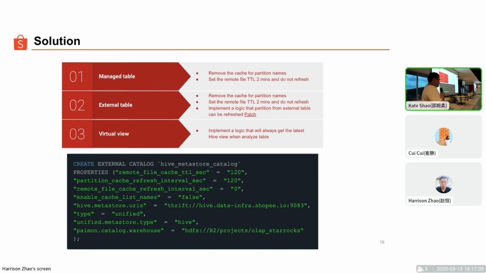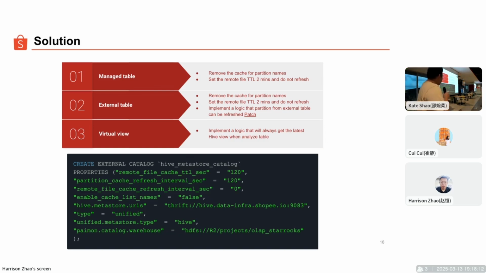And also there are some cases like that. For example, some user will reload data into one table, or some user will do some operation like merging small files, and then they use StarRocks to query the table. They might get the wrong result because the partition file is changed, but in our case, the file name hasn't changed. So here I set the remote file TTL to 2 minutes and make it not refresh.